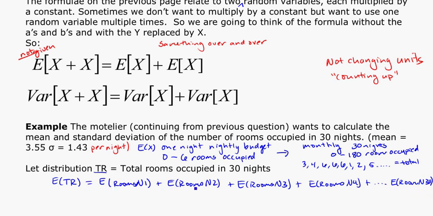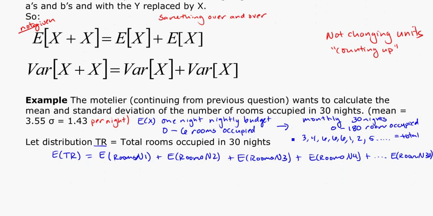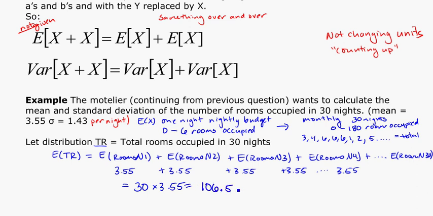So how does this average out over 30 nights? Well, in the way that we've written this out, this is the same thing every single night, because every single night it's going to be 3.55 plus 3.55 plus 3.55 plus 3.55, etc. up to the last one of 3.55. And if you remember anything about your algebra, that's 30 of the same thing added up, so that just becomes 30 times 3.55, which gives us 106.5 rooms over 30 nights on average. Some nights I'll have more, some nights I'll have less, but on average, that's what will happen.